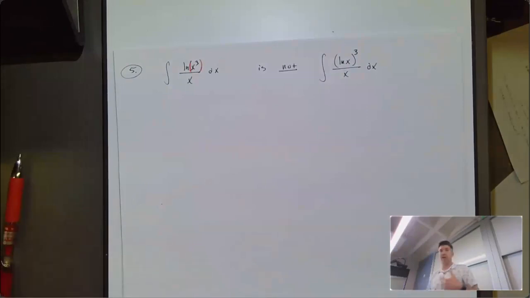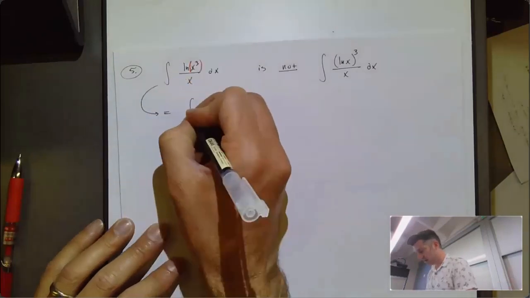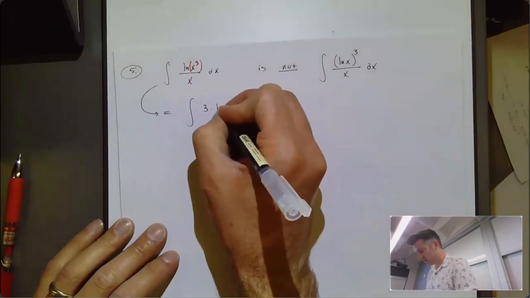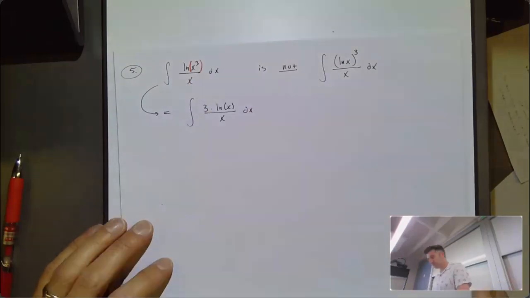What I would recommend doing here is first and foremost bringing down that 3, right? We can use our rules of logarithms to say, okay, I'm going to rewrite this as the integral of 3 times the natural log of x over x dx.